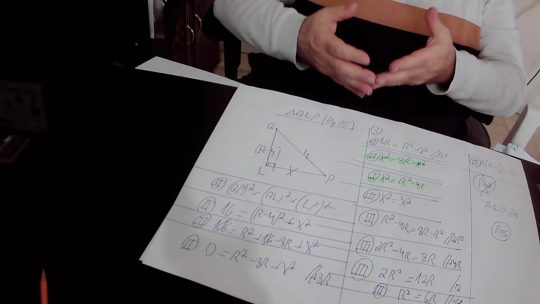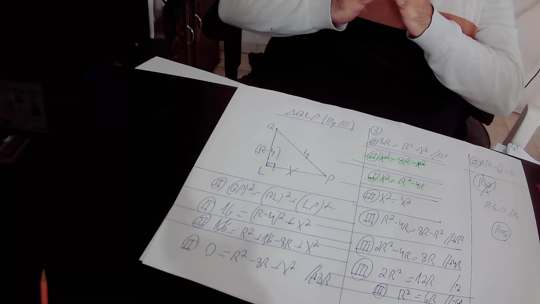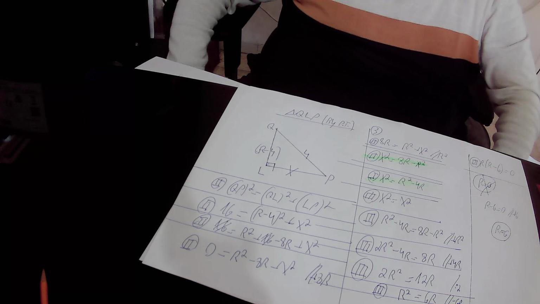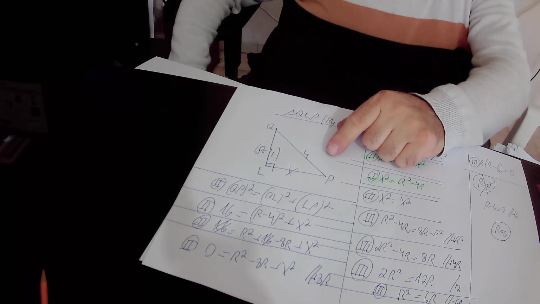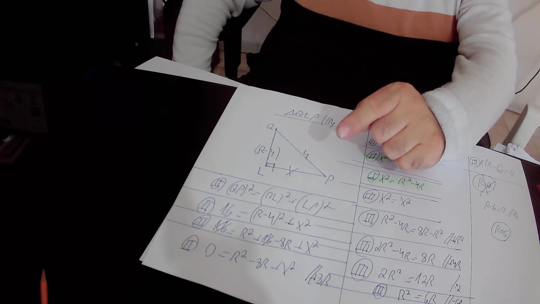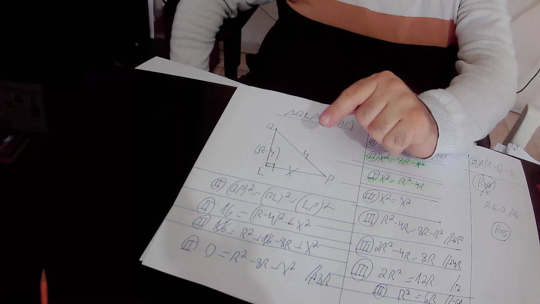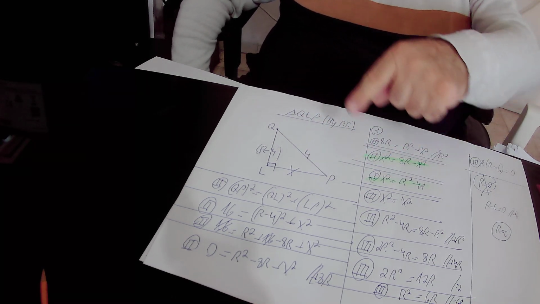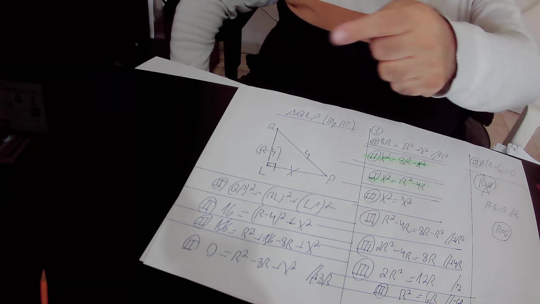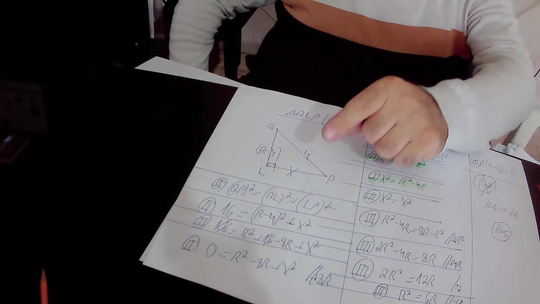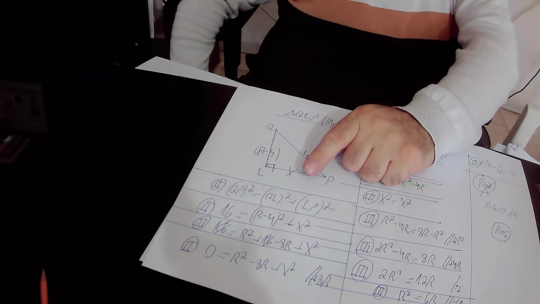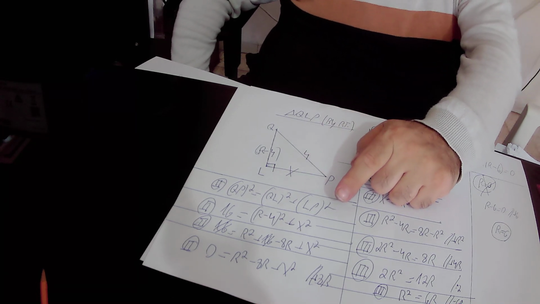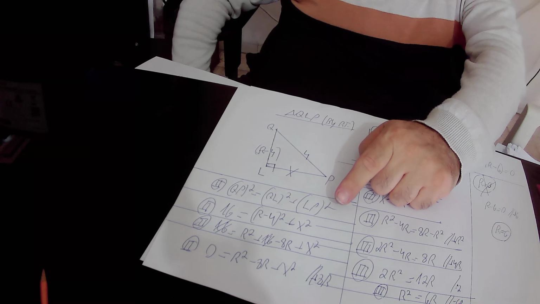So we implemented the Pythagoras theorem on this right triangle QLP. According to the Pythagoras theorem, the square of the hypotenuse equals the sum of the squares of the perpendiculars. The hypotenuse is QP, therefore the square of the hypotenuse is QP squared. It must be equal to QL square plus LP square. So QP equals 4, therefore QP square is 4 squared, that is 16, and it is equal to QL square. QL equals capital R minus 4, so QL square will be equal to (capital R minus 4) square plus LP square. LP equals X, so LP square equals X square.